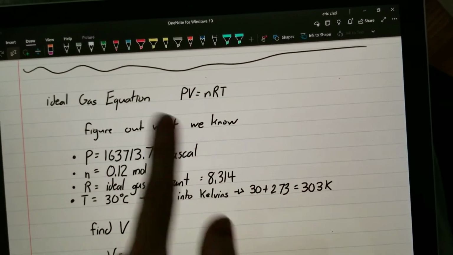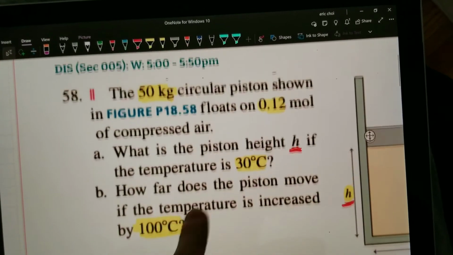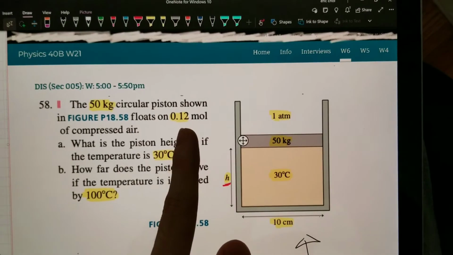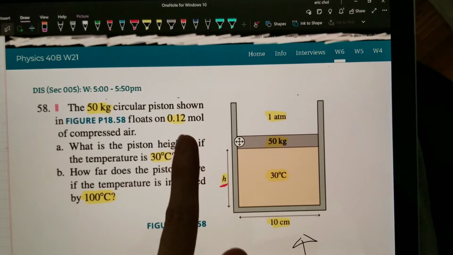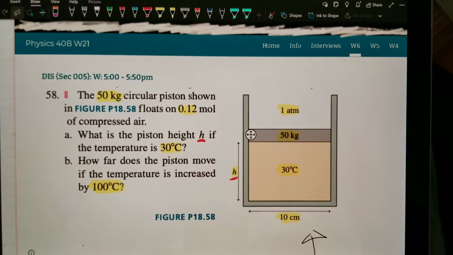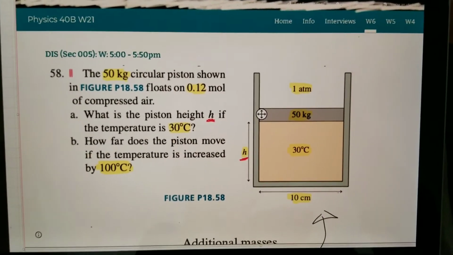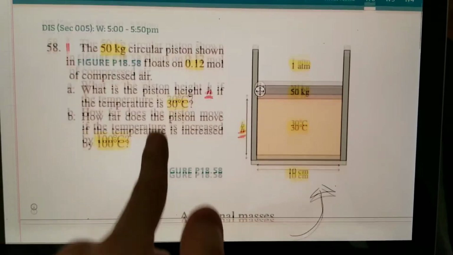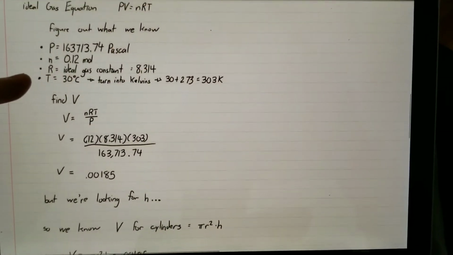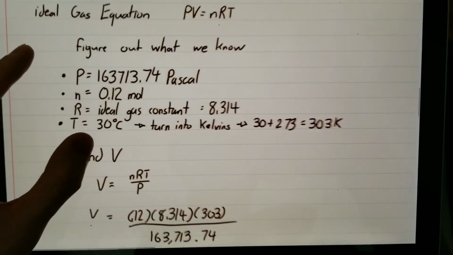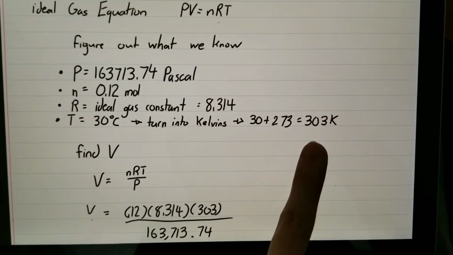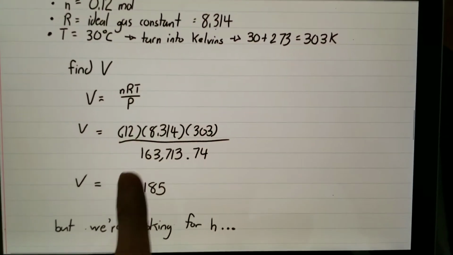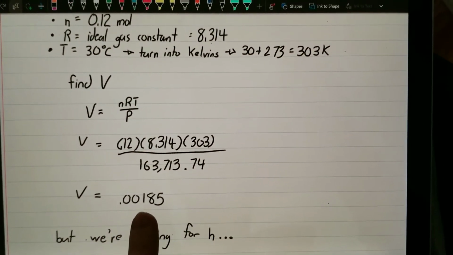Now, as I mentioned before, it actually gave us a lot of information in the problem description. That right there, the 0.12 moles, is automatically the n in the equation. R is the ideal gas constant, which is a given value of 8.314. And the temperature is given in Celsius, and the only thing we need to do to change it into the form that we want in kelvins is add 273 to it. So we actually have all the parts we need, and now we plug and chug to find the volume is equal to 0.00185.